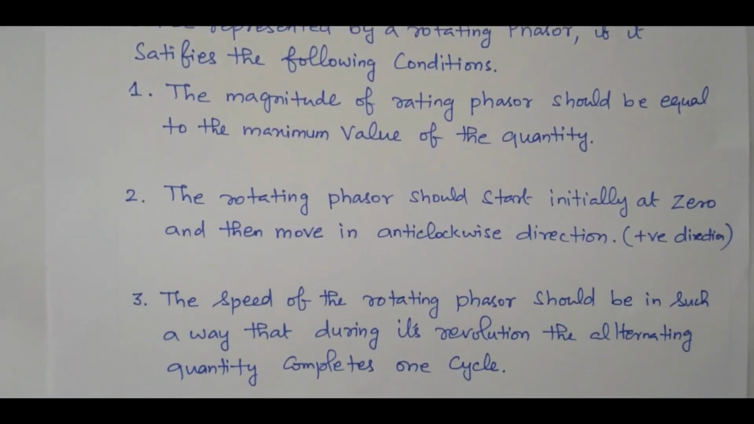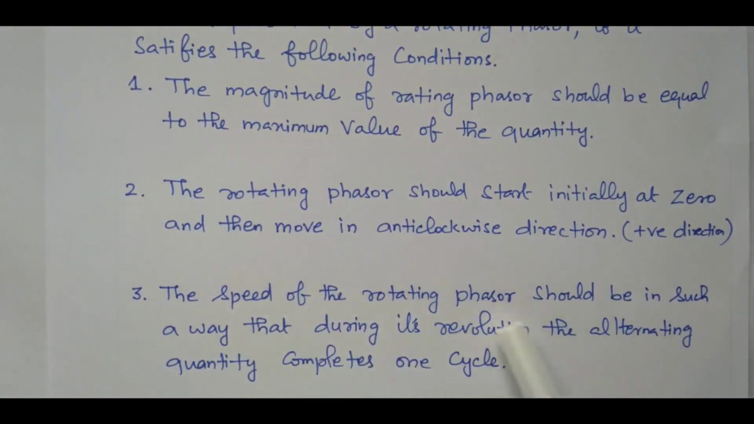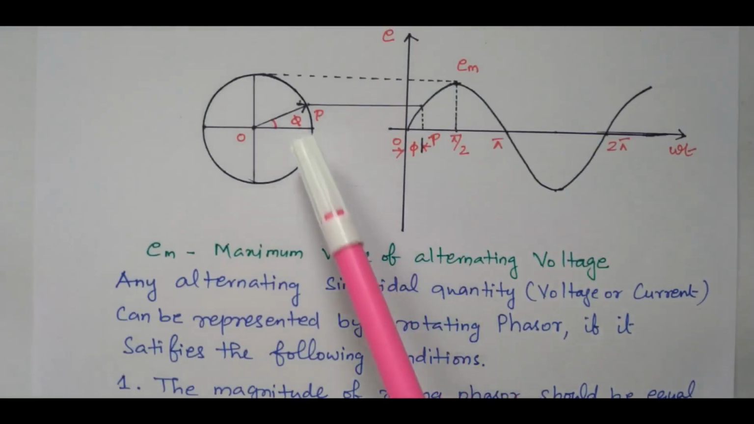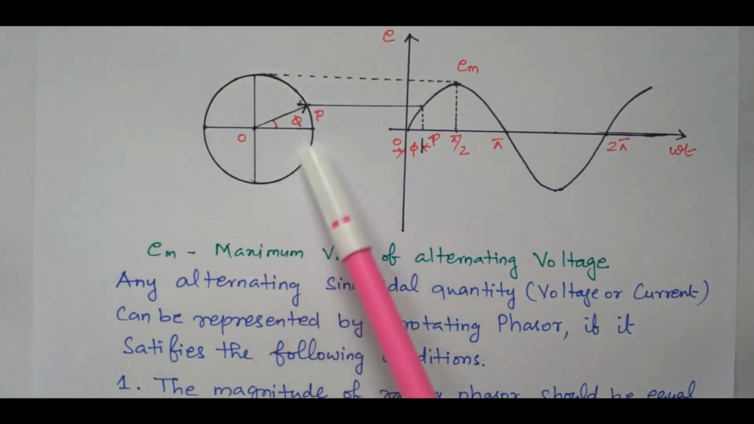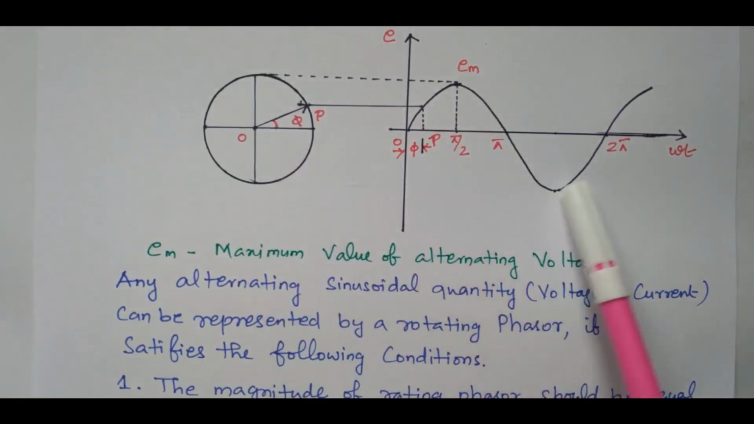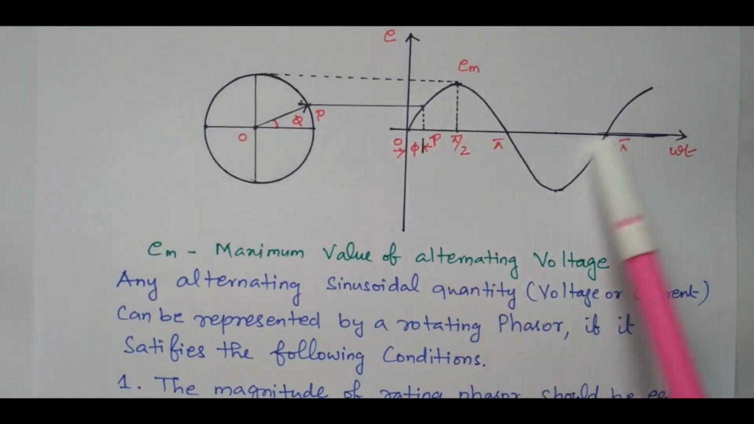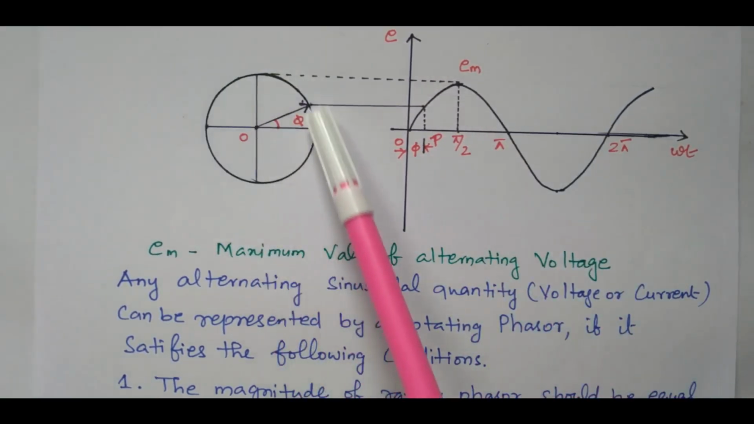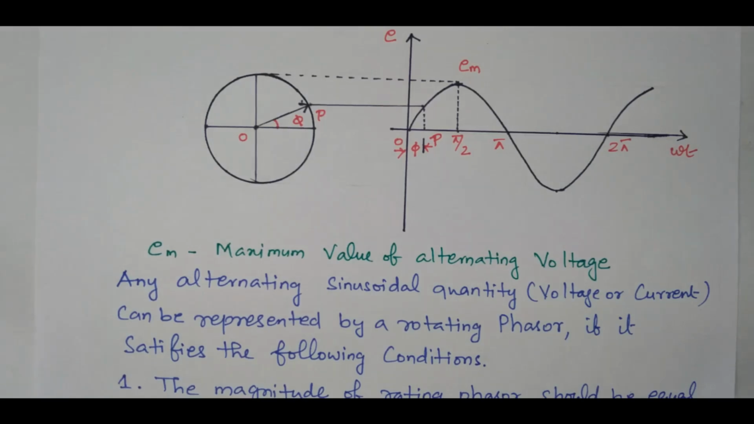Then the third condition: the speed of the rotating phasor should be such that during its revolution, the alternating quantity completes one cycle. While the rotating phasor makes one full rotation, the alternating quantity should complete one cycle. So that is also satisfied. See this, while completing this one circle, one rotation of the phasor, one complete cycle is completed, a positive and negative half cycle is completed. So the entire cycle can be represented as one rotating phasor. So the third condition is also satisfied.